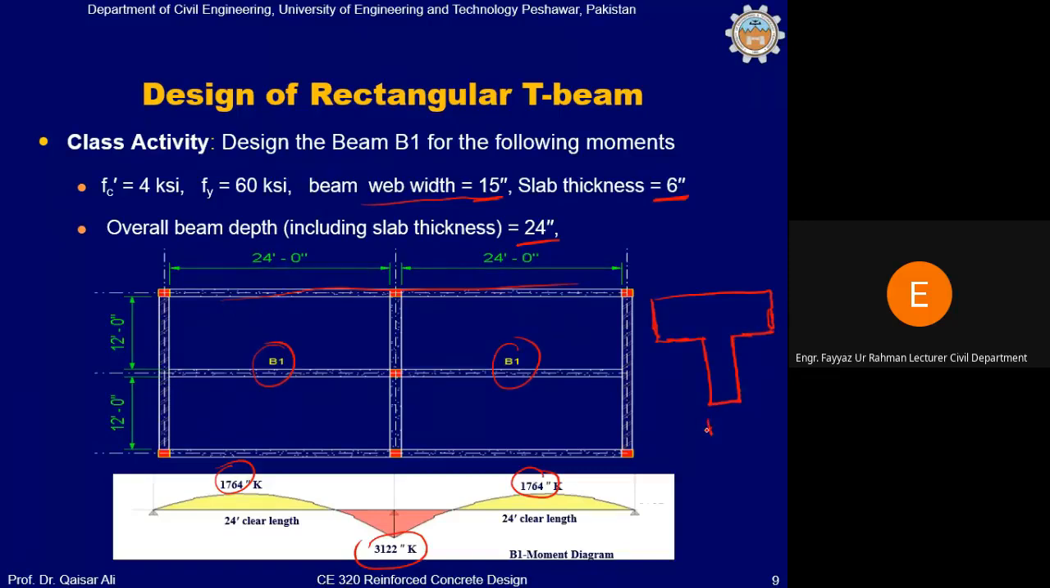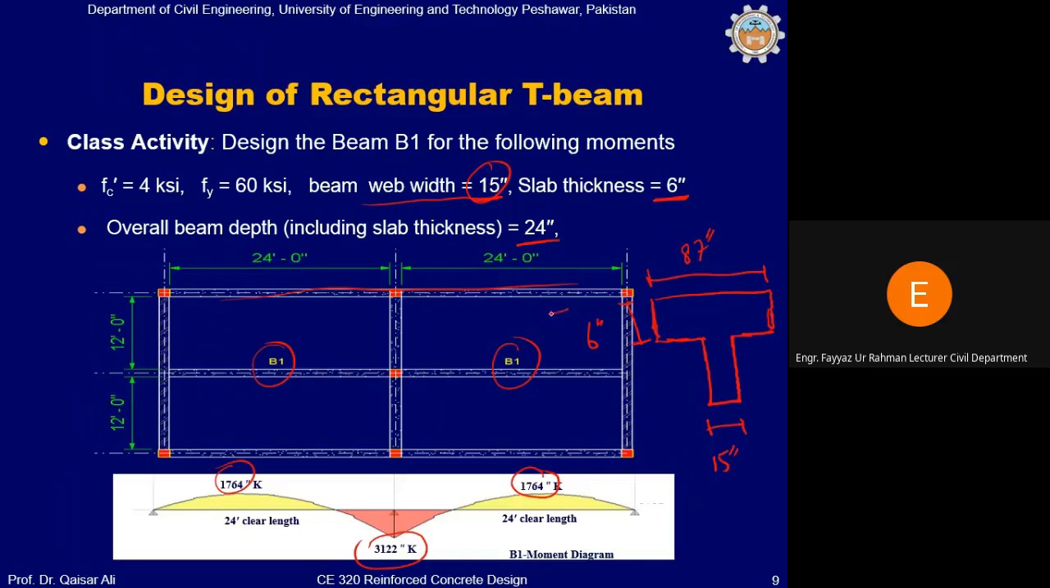देखिए, this is the width of web given है, it is 15 inches. This thickness of slab is also given 6 inches. B effective मैं आपको बता देता हूँ in advance, it is 87 inches. इस एक्टिविटी के बाद फिर हम डिस्कस करेंगे कि how to calculate this value. फिलहाल आप इसको डिजाइन करें सेक्शन को, सही.